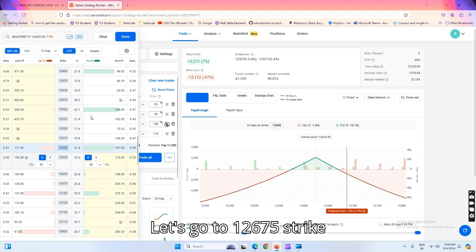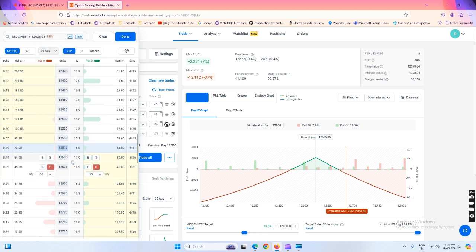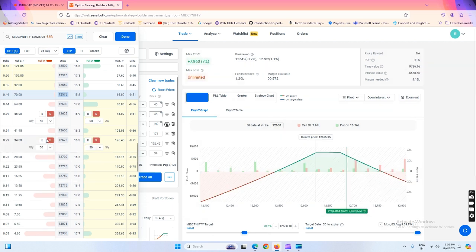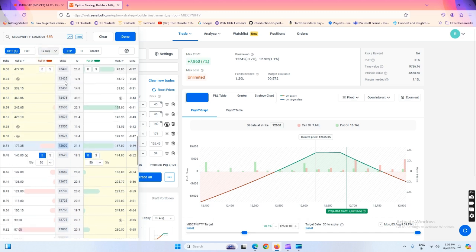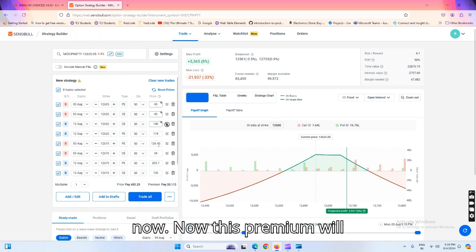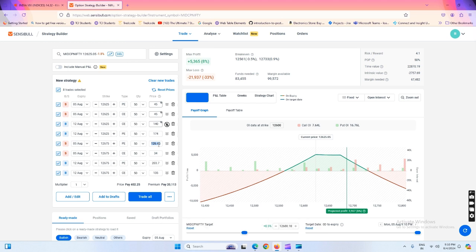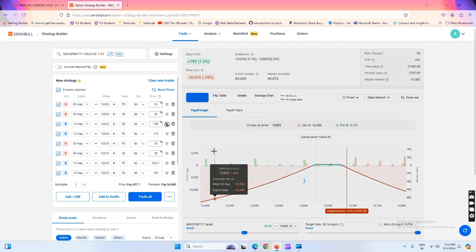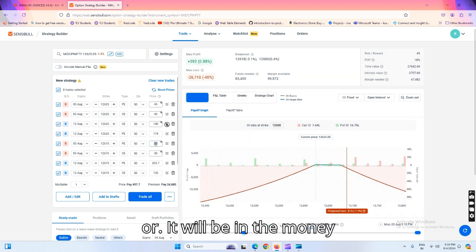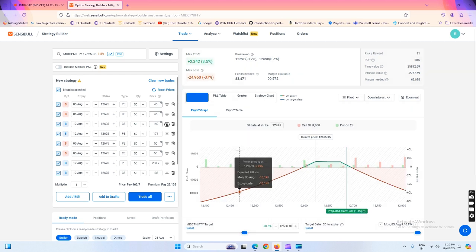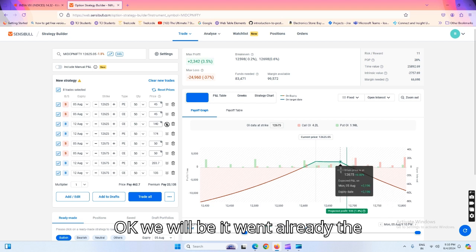Let's go to the 12,675 strike price. Sell 12,675, and buy the next week. Now this premium at that time will be around 35 as well as around 30, or it will be in the money. In the money means for a put option, like suppose 50, and this will be around 50. Okay, it has already gone out of the money.